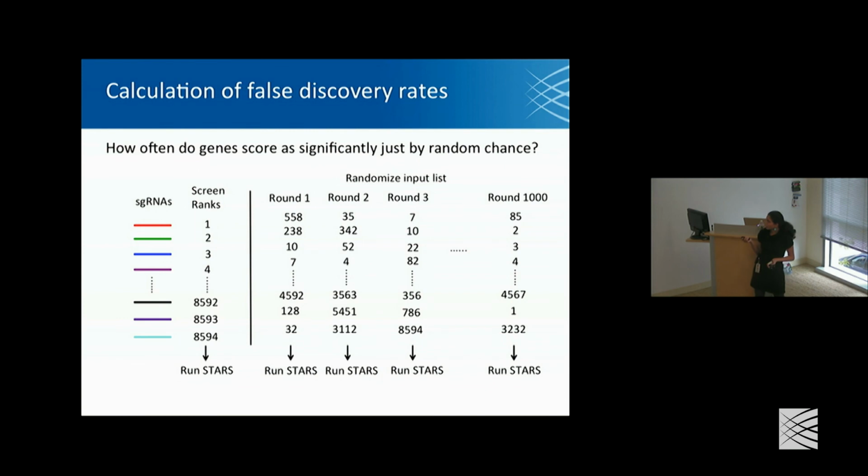And then what we do is just randomize the input list over 1,000 times. Each time you randomize your input list, your guide RNA gets a new rank. And then you run STARS each time you randomize your input list, essentially generating what we call a null distribution. Then you compare the values you've gotten with your actual screen to your null distribution, and this helps you calculate your false discovery rate and assign a significance to your gene hit.